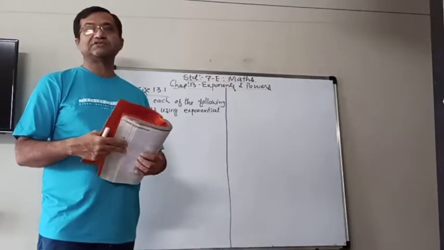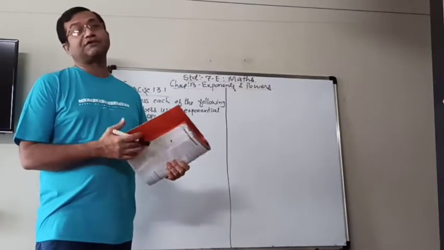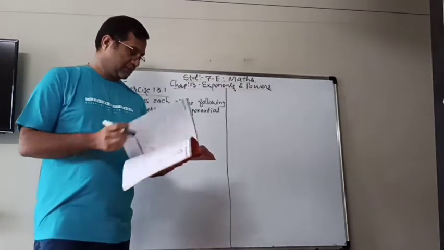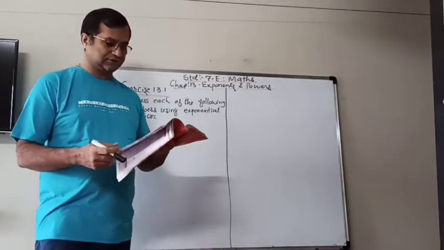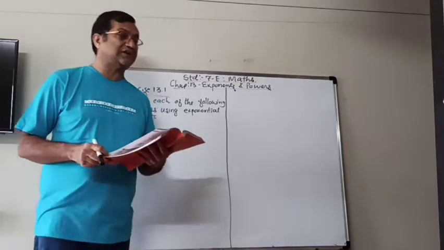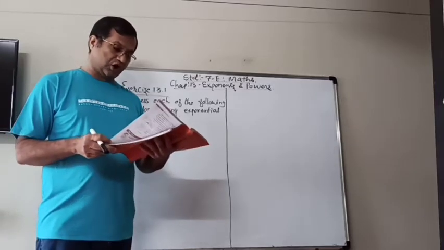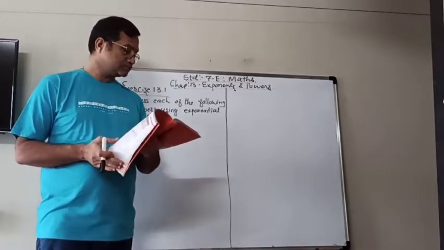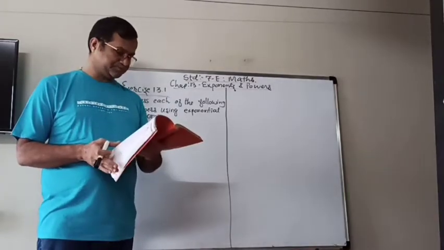Students, Standard 7th, Exponents and Powers, in which we learn the basic things about using the exponents. When big numbers are there, they are not easy to understand, easy to read, or easy to compare. So in short, we write them in the exponential form, and how to read them and so on.